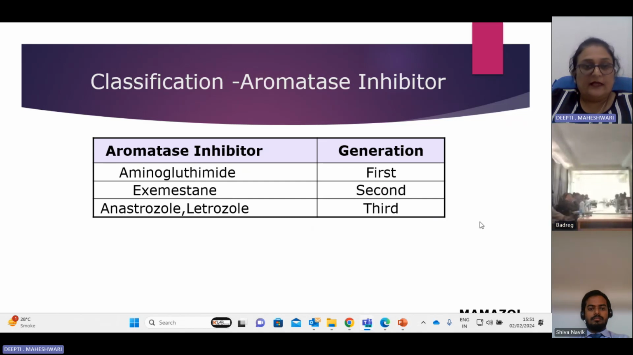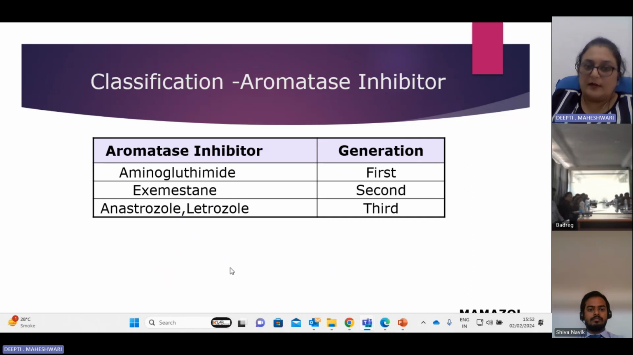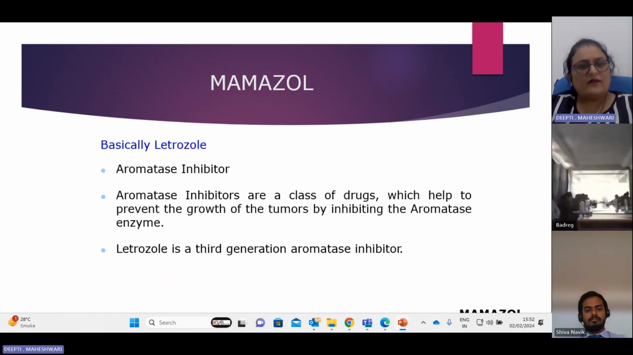We are dealing with anastrozole and letrozole, but there are three generations of aromatase inhibitors. The first generation molecule was aminoglutethimide, then came exemestane, and the third generation is anastrozole and letrozole. Anastrozole and letrozole are being used very widely today. Exemestane is also there. Aminoglutethimide's usage has declined comparatively, because all the other aromatase inhibitors are scoring over it. So I have explained this.